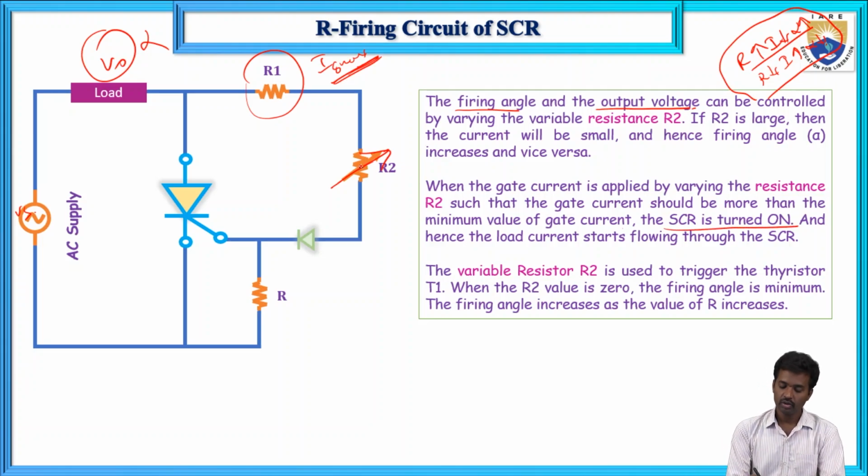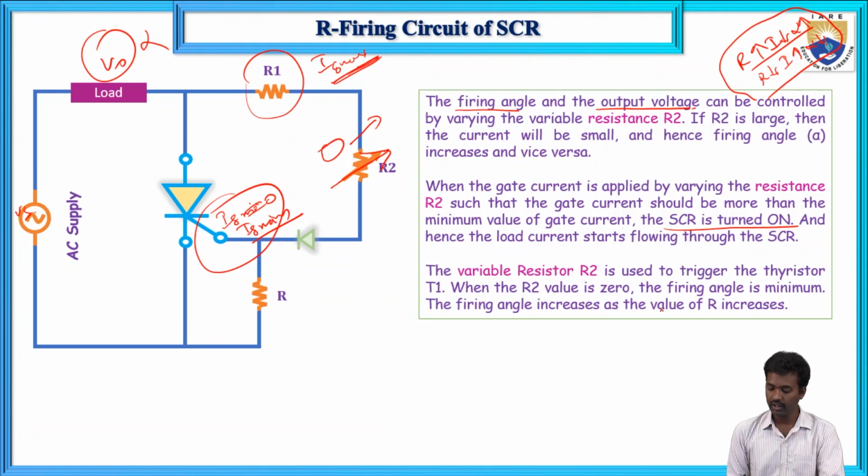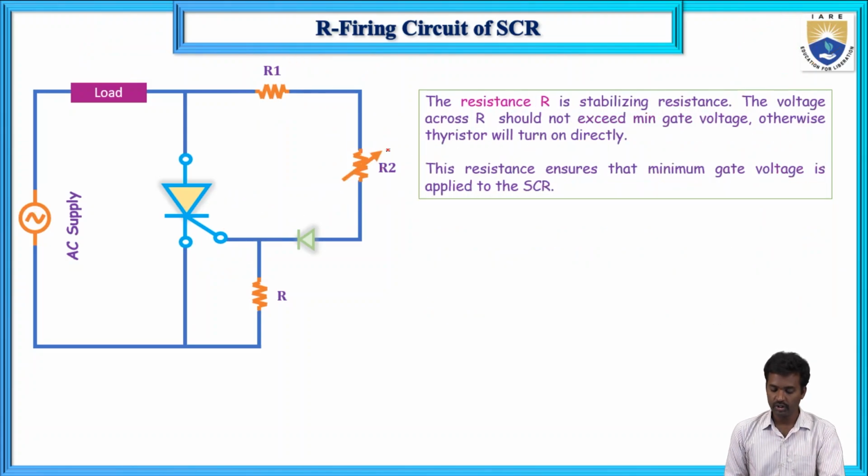Suppose R2 is at the 0 position. What will happen here? The gate current is at minimum, meaning 0 only. Now increasing this value to Ig minimum, only then will it conduct. So the firing angle increases as the resistance R2 increases. That is the case for R2.